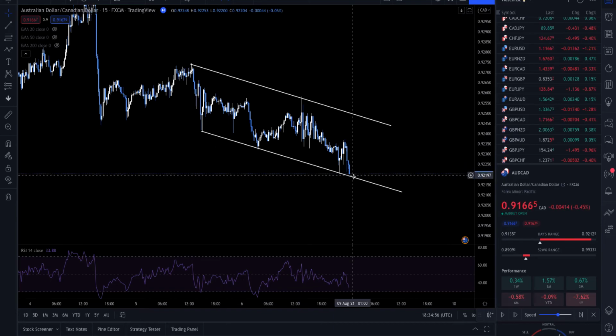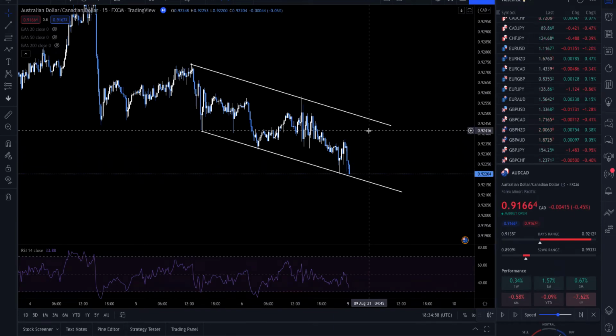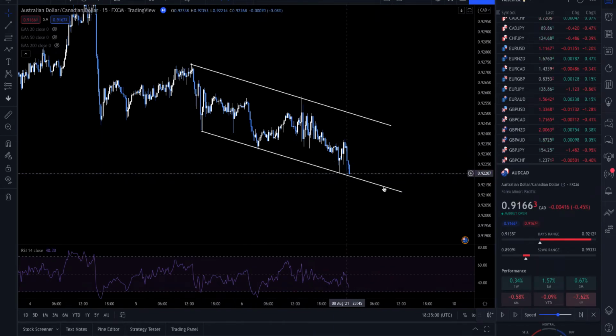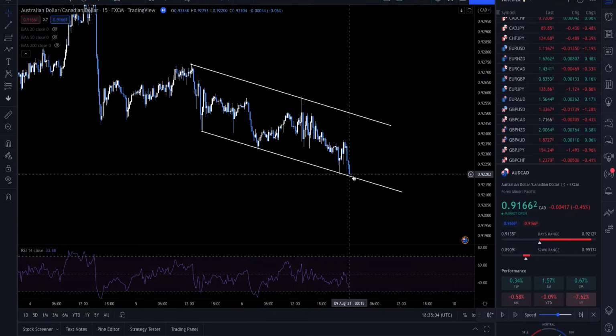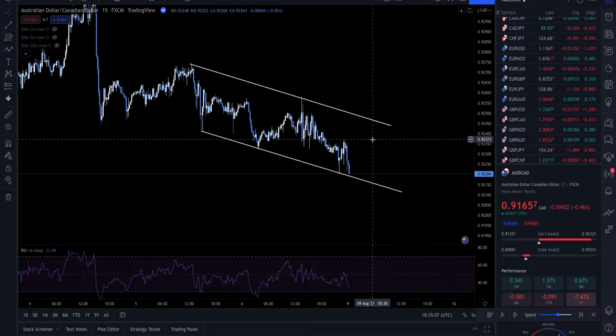So we're expecting price to push up from the bottom of this channel, because we're basically trading within these train tracks as such. So we'll be looking to buy from the bottom of the channel to make money as price starts to rise again.